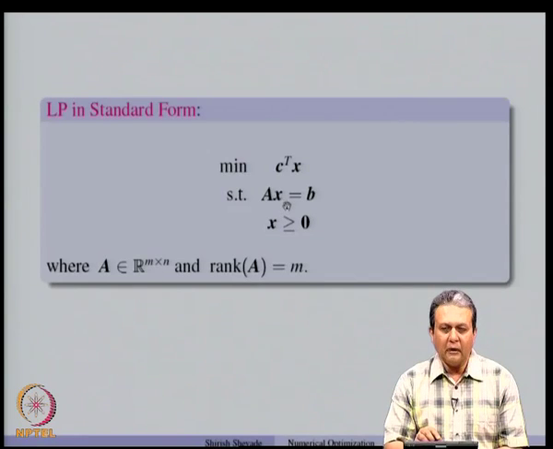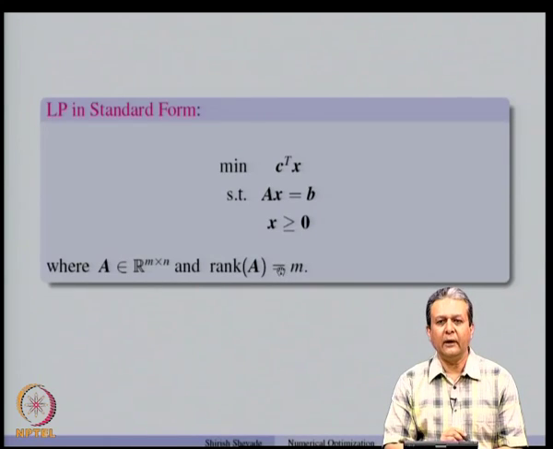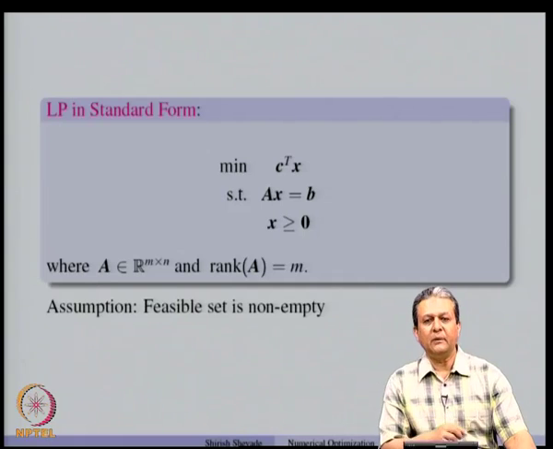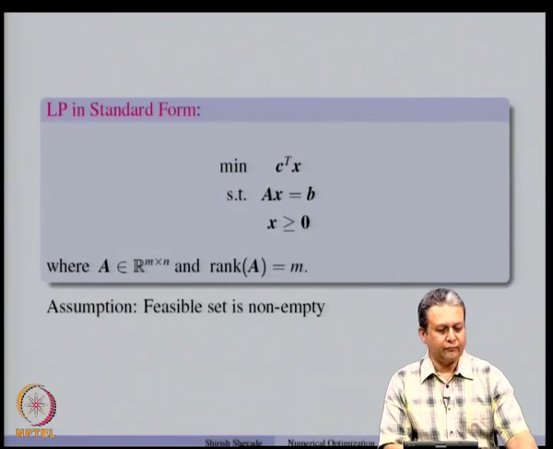So, there are m equality constraints, which means that A is an m by n matrix of real numbers and the rank of A is equal to m. Now, we also assume that the rank of A and the rank of A appended with b are the same. In other words, b lies in the column space of A. That means the system of equations that we have is consistent and the feasible set is non-empty. So, this is what we assume for linear programs.